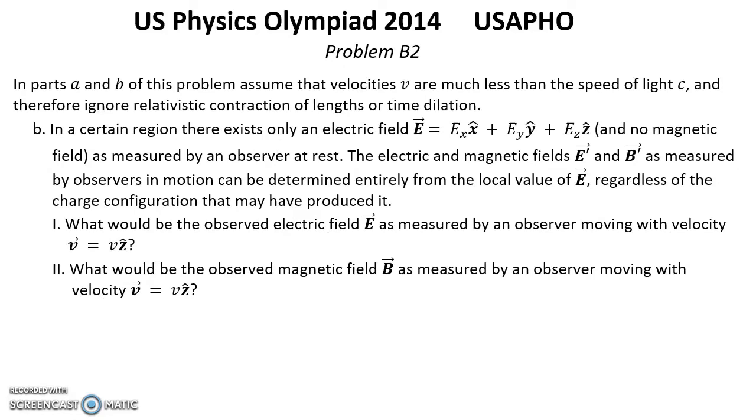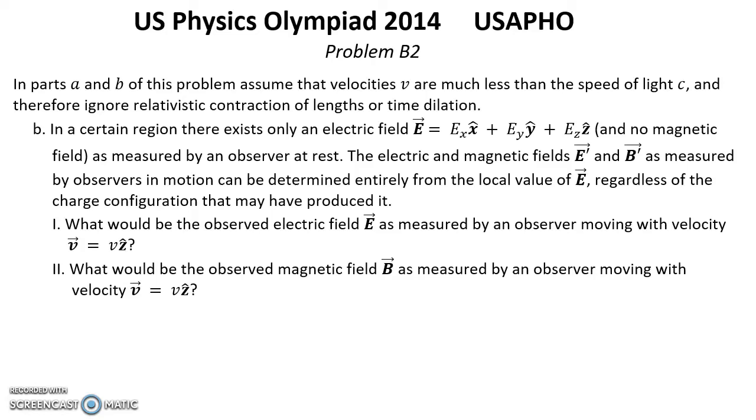Part B. In a certain region there exists only the electric field E in the form of Ex plus Ey plus Ez and no magnetic field, as measured by an observer at rest. The electric and magnetic fields E' and B' as measured by observers in motion can be determined entirely from the local value of E, regardless of the charge configuration that may have produced it.